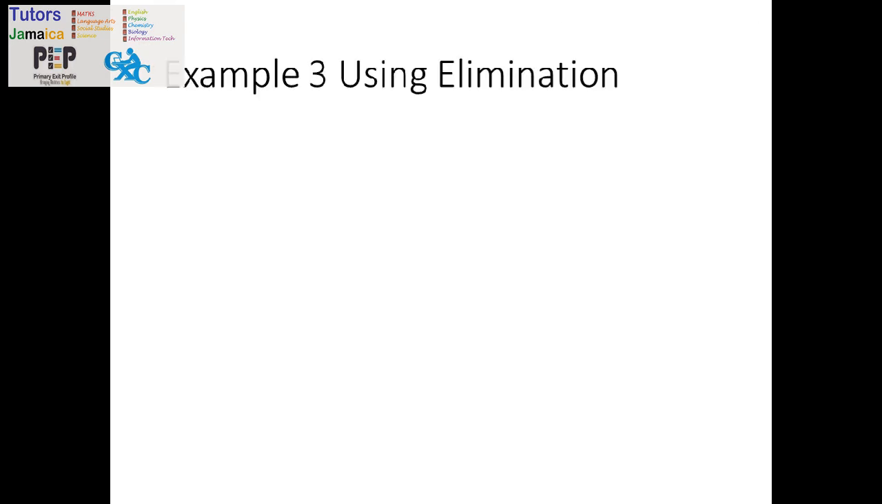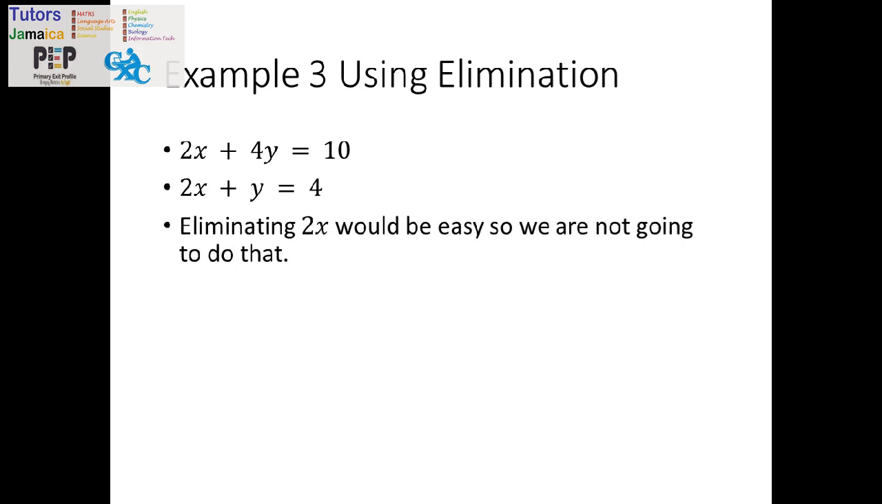Okay, so let's look at this using the elimination method. So let's start with our equations: 2x plus 4y equals 10, 2x plus y equals 4. So we're going to eliminate the 2x. Alright, so eliminating 2x would be easier. Okay, we're going to show you the more difficult way, which is not the path you should take.